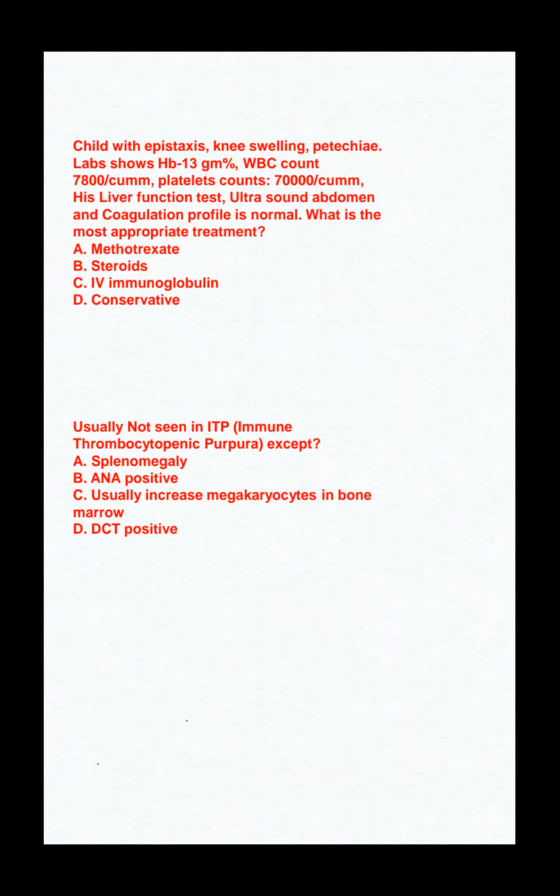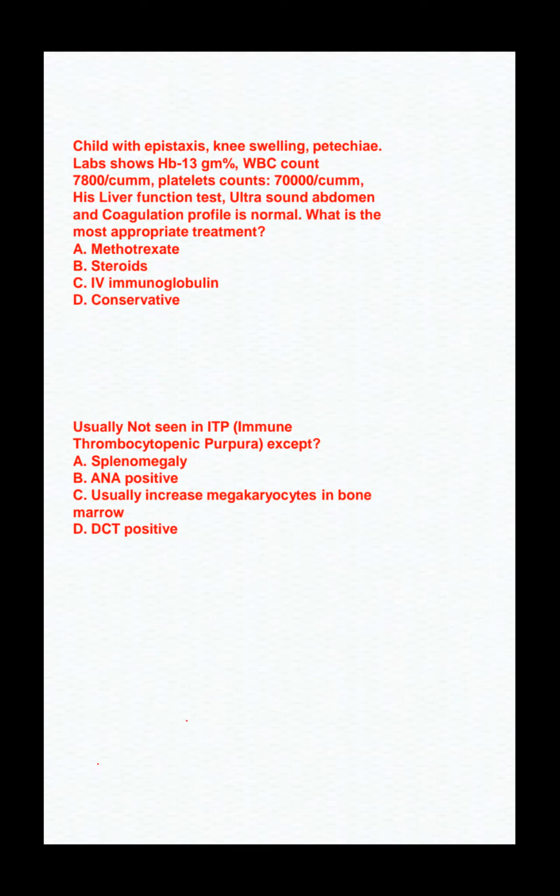Usually not seen in ITP, immune thrombocytopenic purpura, except: splenomegaly, ANA positive, usually increased megakaryocytes in bone marrow, DCT positive. Ma'am, this is asking the one which is present in ITP, right? Yes, you are right. Here it says not seen in ITP except, so all are wrong except the one which is present.